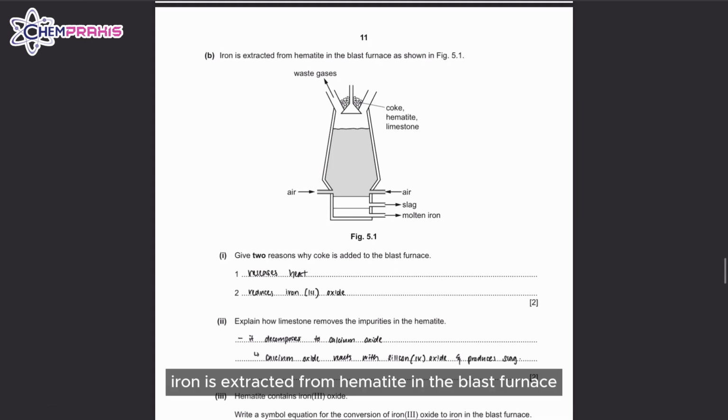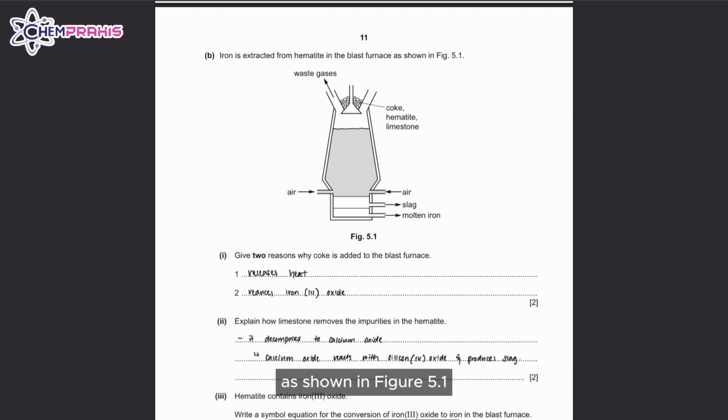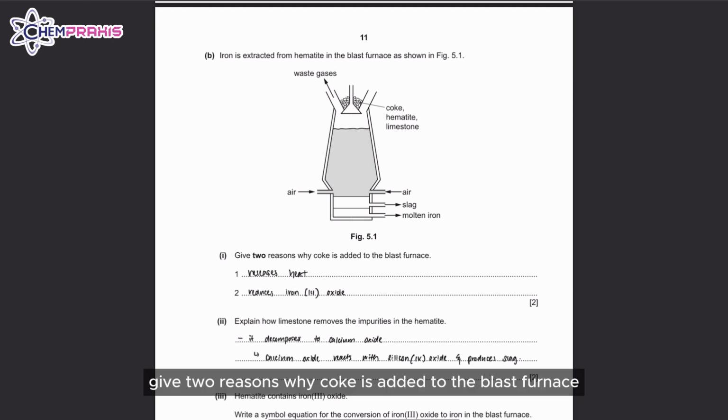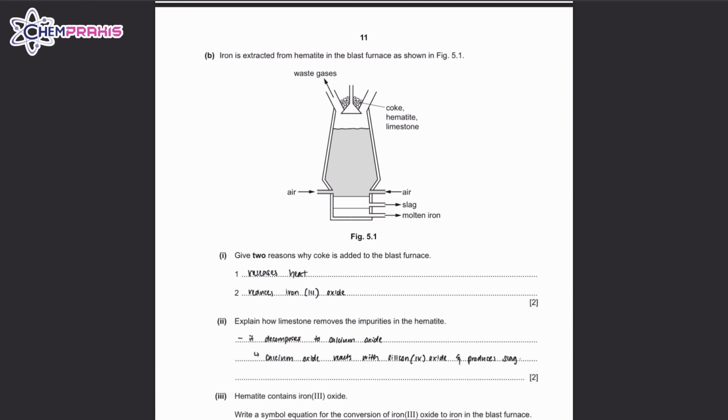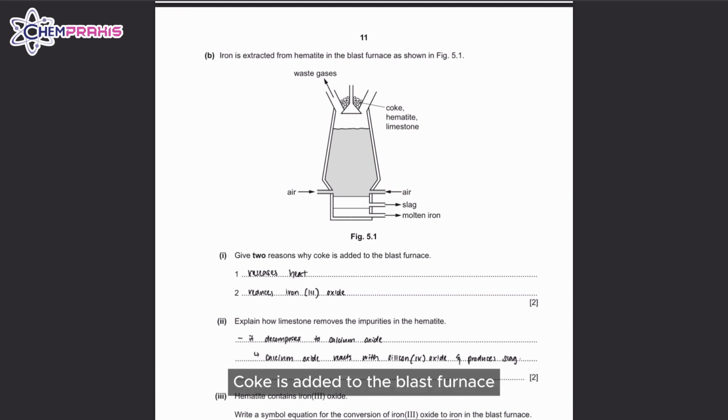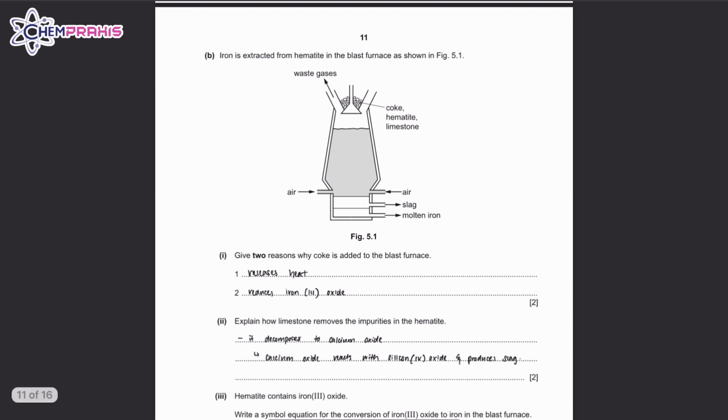Iron is extracted from hematite in the blast furnace as shown in figure 5.1. Give 2 reasons why coke is added to the blast furnace. Coke is added to the blast furnace to release heat and reduce iron(III) oxide.